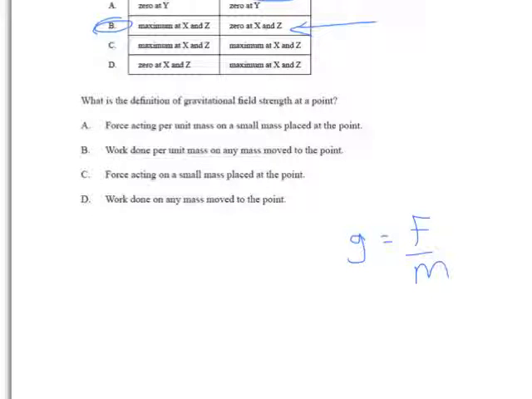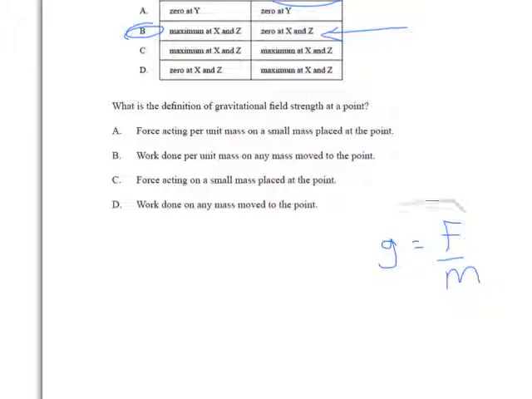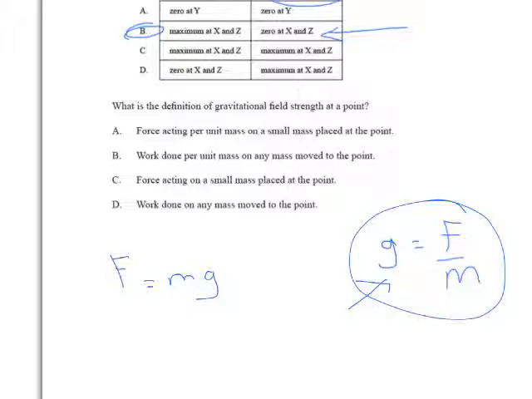And here we have the definition of gravitational field strength. Gravitational field strength, g, if we rearrange our F equals mg relationship, will give us force per unit mass. And in fact, that's the definition. It's the force acting per unit mass on a small mass placed at that point.